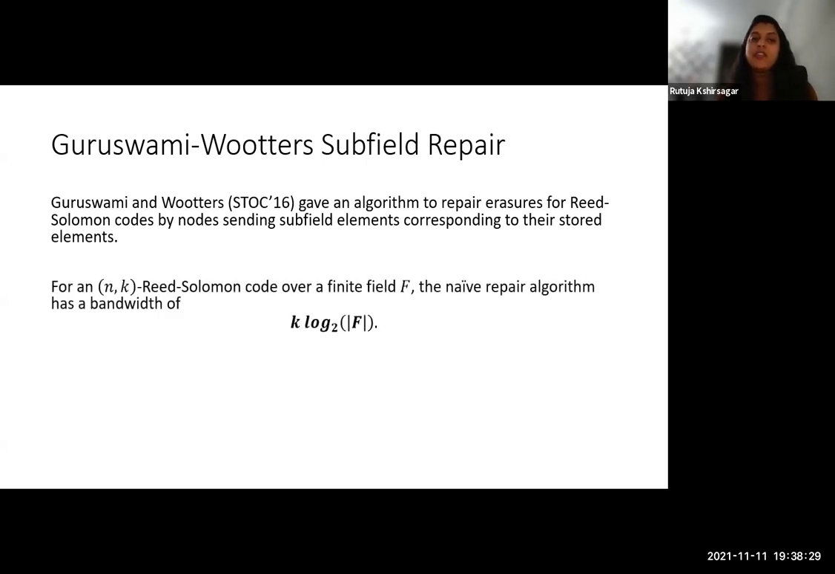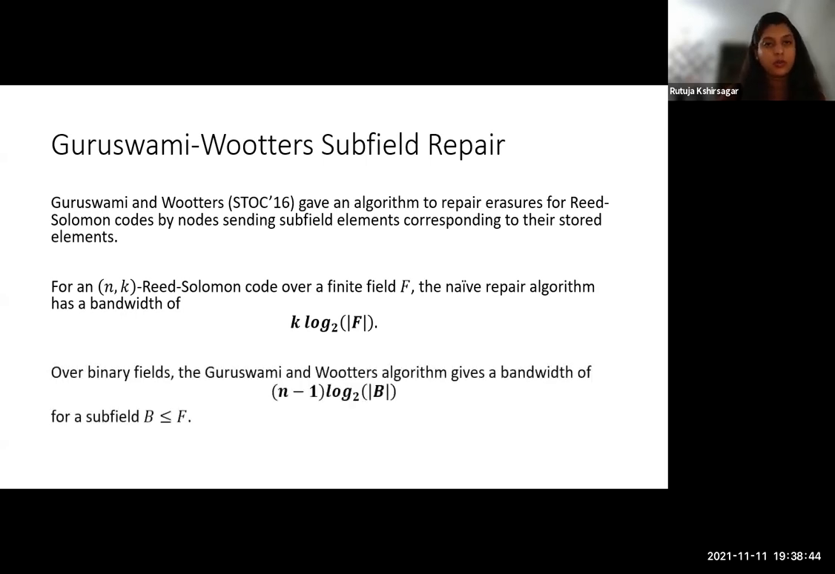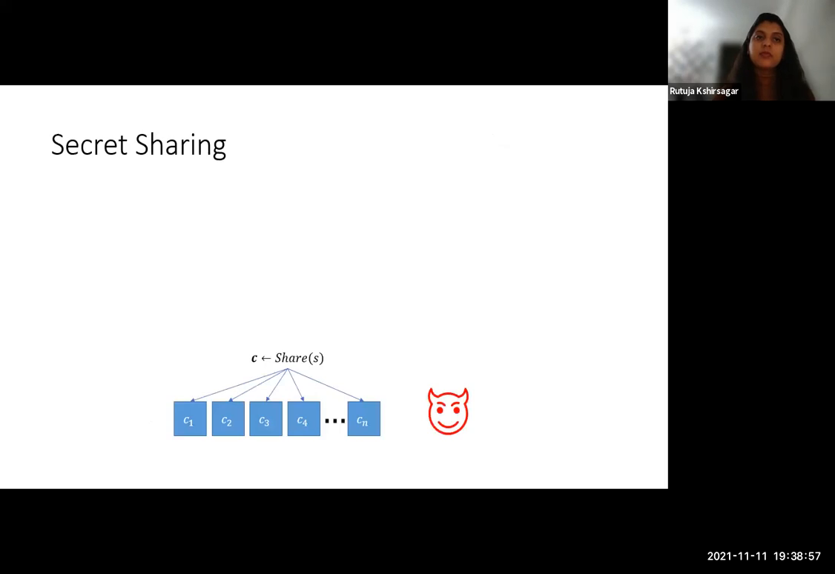So if we have an (N, K) Reed-Solomon code over a finite field F, the naive repair algorithm for such a code has a bandwidth of K times log of the cardinality of the finite field F. Now, the Guruswami-Wootters algorithm reduces this bandwidth to N-1 times the cardinality of B, which is the subfield that we are accessing. Let us now talk about cryptography.